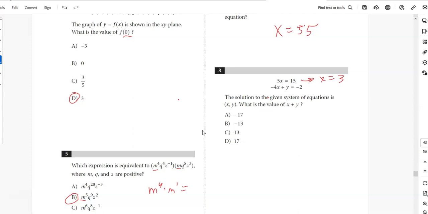And then this one, once x equals 3, now we can plug that in. If you plug in a 3 right there, that's negative 12 plus y equals negative 2. Then you're going to add 12, so we get y equals 10. Oh, I was confused because I didn't see 10 on there. But they don't ask for x or y, they ask for x plus y. So x plus y would be 13. Perfect.